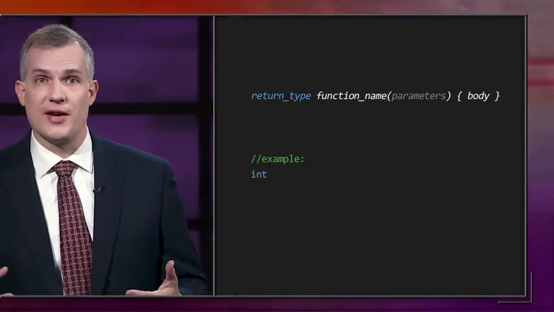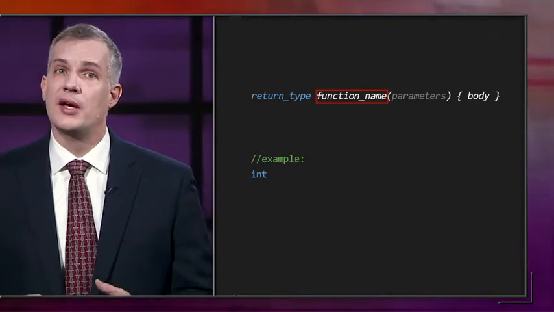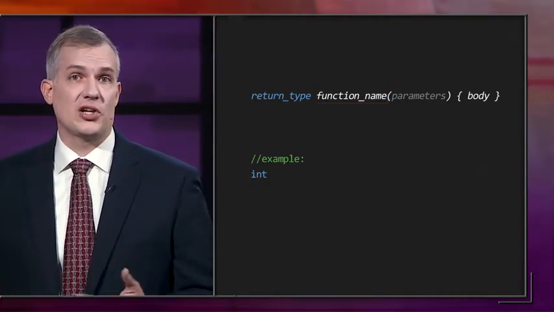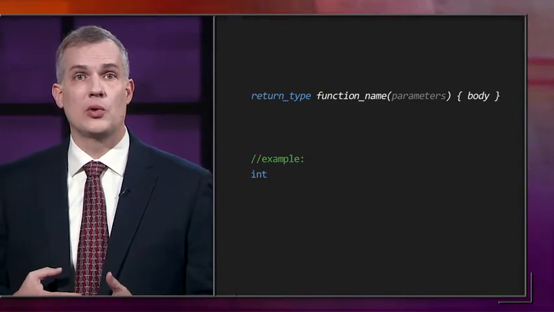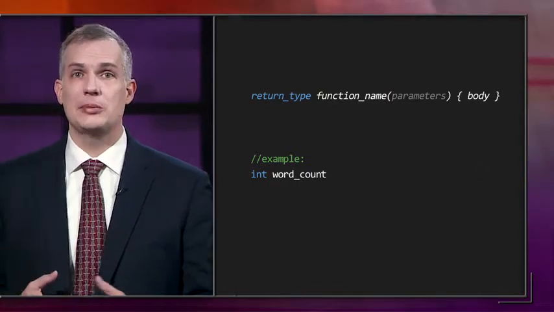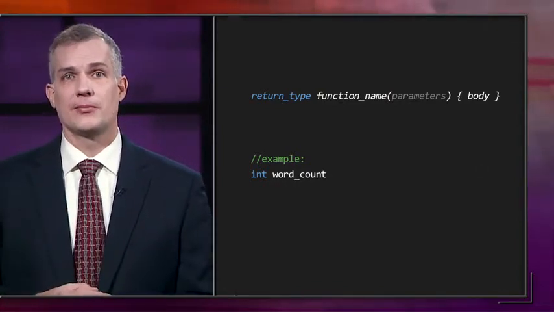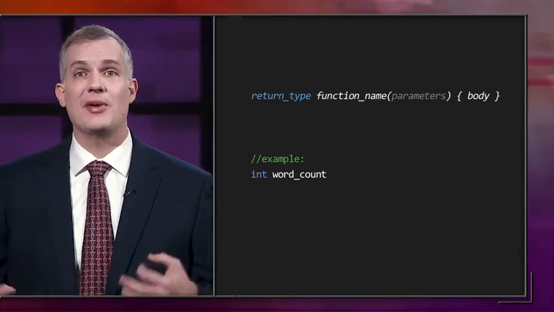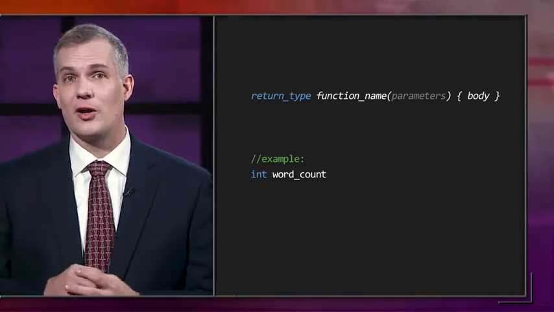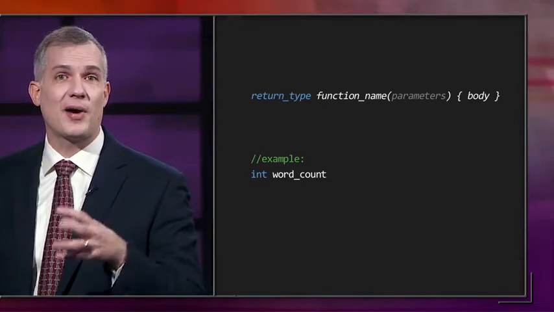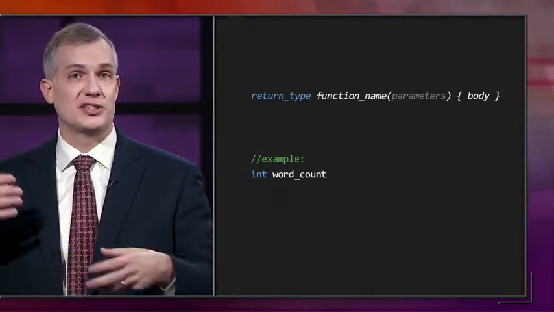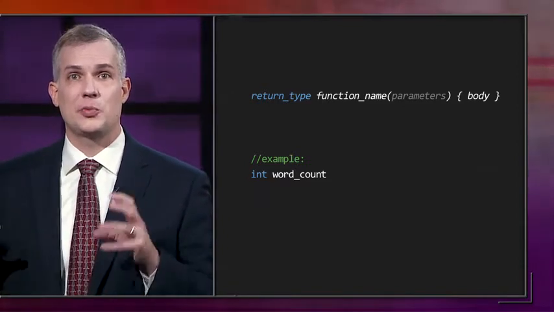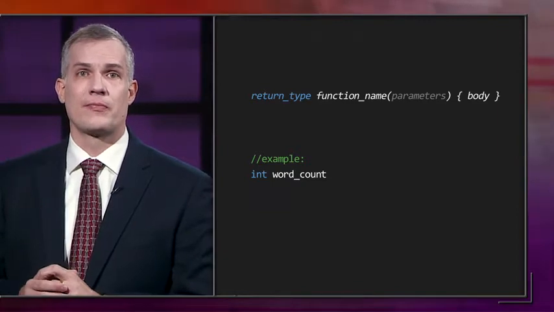The next part of the definition is the function name. This is the name that we'll use to call the function. We're writing a function that will count words, so word_count seems like a reasonable name for the function. Now, when naming functions, you should take the same care as when naming variables, or even more care. After all, you're naming a black box, so try to use a descriptive, memorable, and consistent name that clearly indicates what the black box does.